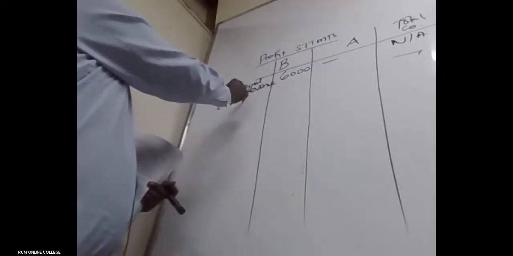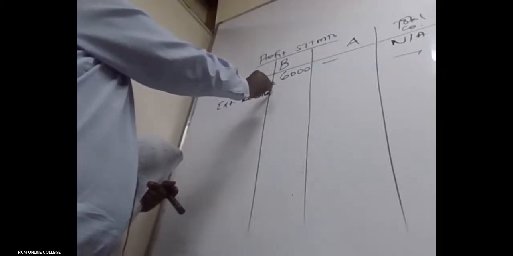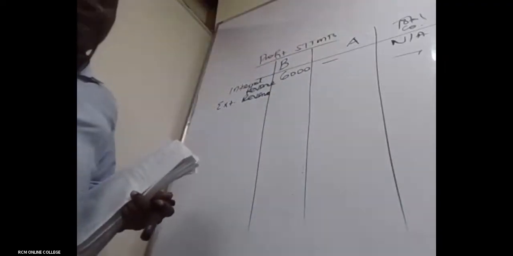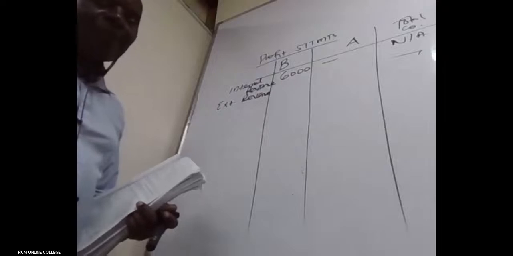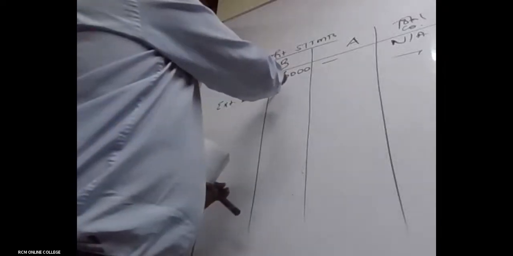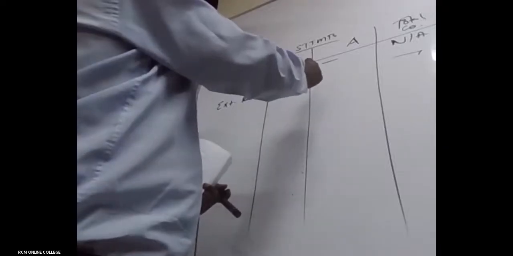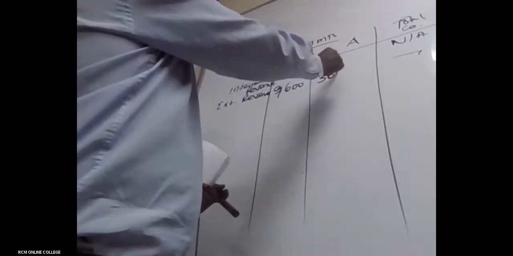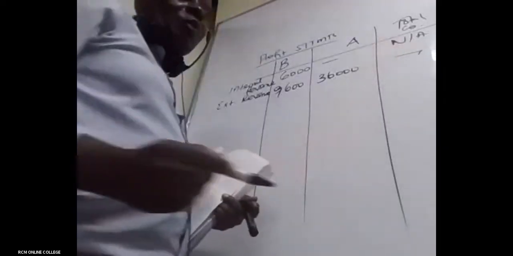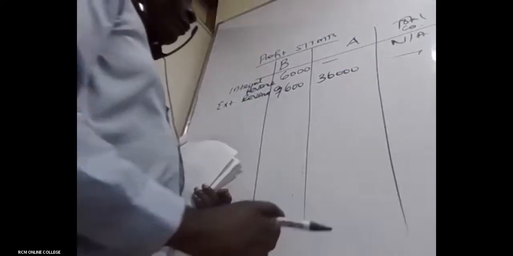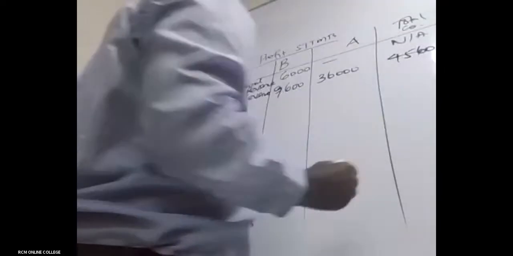Then we have external revenue. We did these figures, just put them in. External revenue we already have. 3,600. 9,600. 36,000. Since it is external, we have the figure for the whole company. So you just add them: 45,600. Thank you so much.